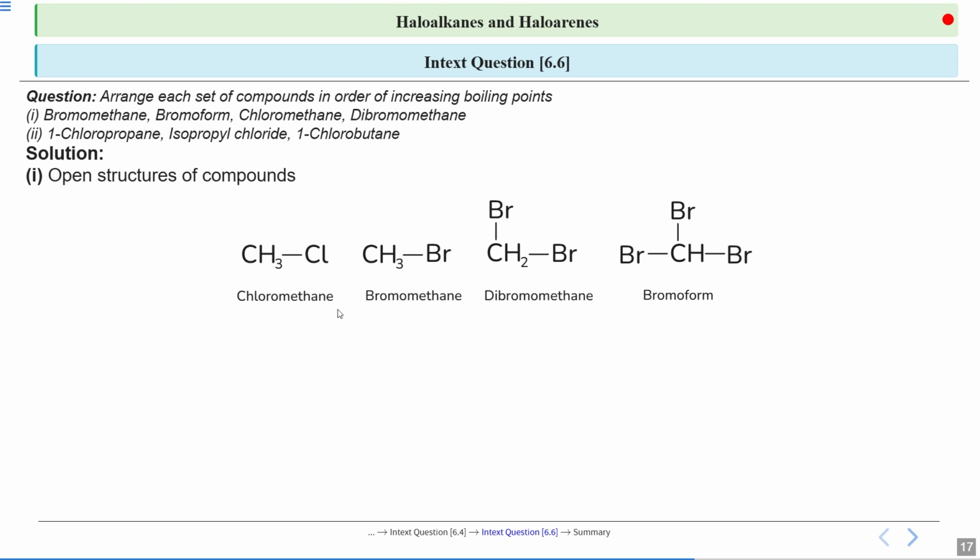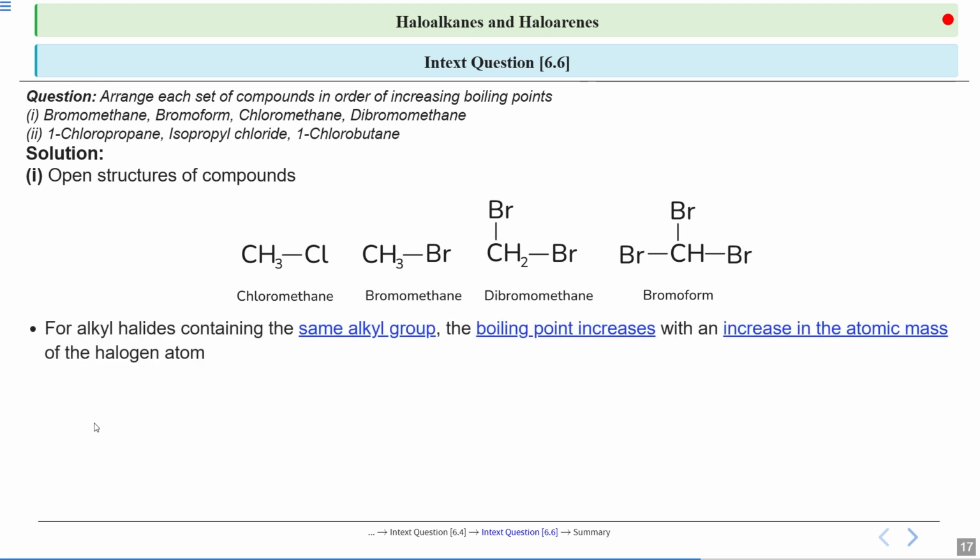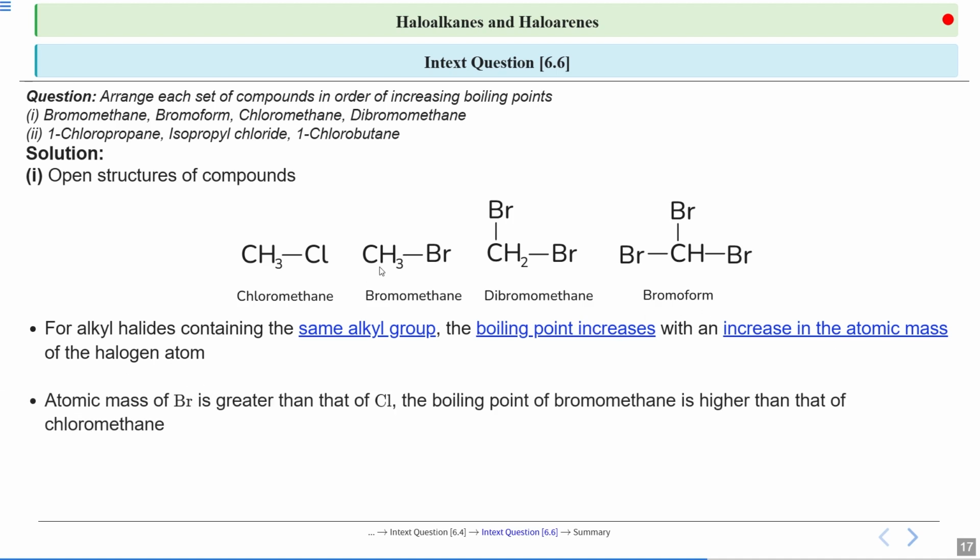Okay, you can see we have seen the boiling point order, that with the increasing atomic mass of the halogen, the boiling point will increase, right? Also, if you increase the number of halogen atoms, the boiling point will also increase. So for alkyl halides containing the same alkyl group, like chloromethane and bromomethane, the boiling point increases with the increase in the atomic mass of the halogen atom. And the atomic mass of bromine is greater than chlorine, so the boiling point of bromomethane will be higher than chloromethane.